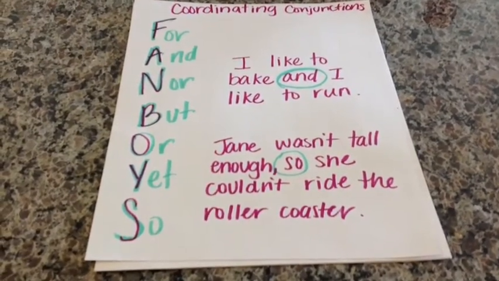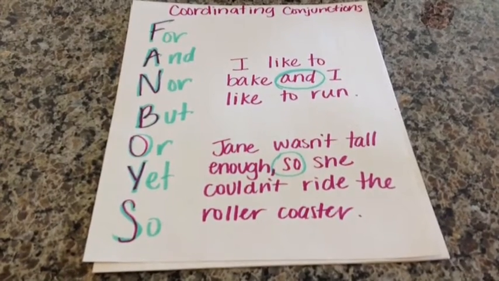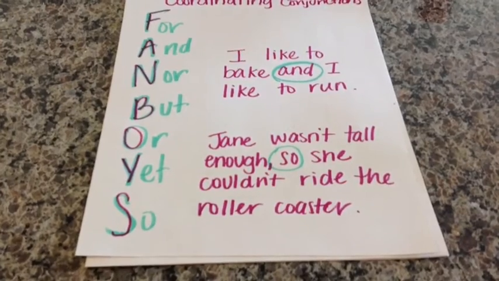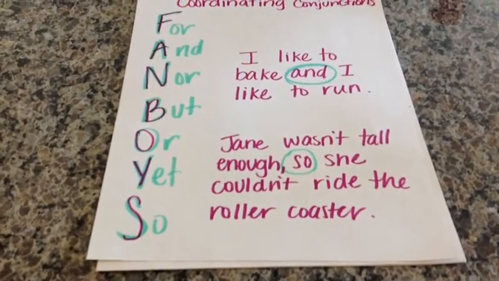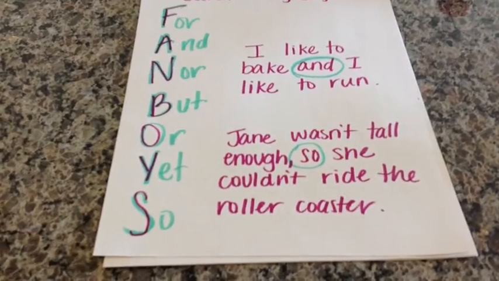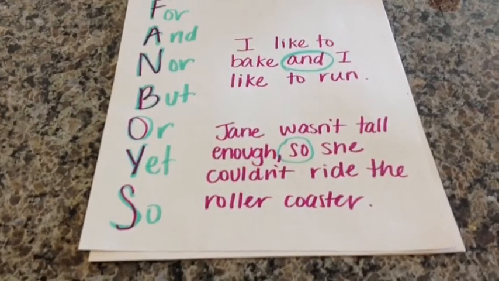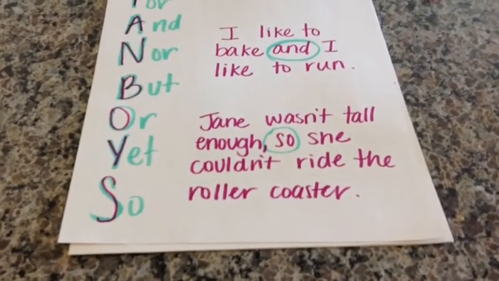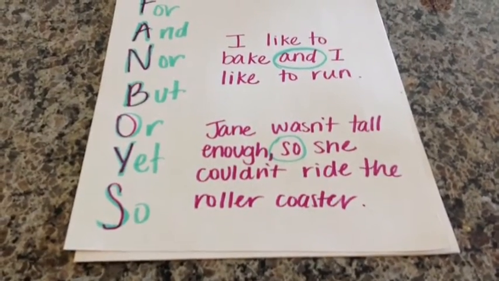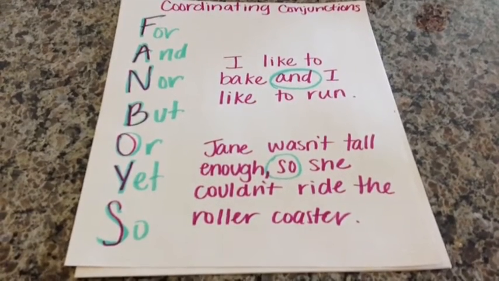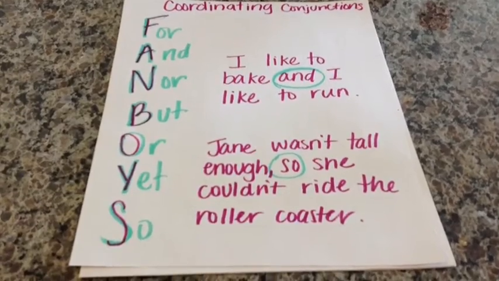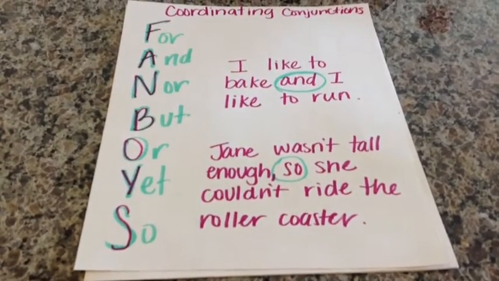Let's look at the first sentence. I like to bake and I like to run. The word and I circled for you because it shows that it's connecting I like to bake, I like to run. Alright, the next one. Jane wasn't tall enough, so she couldn't ride the roller coaster. So is your fanboy word. It's your coordinating conjunction, and it's going to connect she couldn't ride the roller coaster with Jane wasn't tall enough. So that's just a little review. Alright, let's get into the real stuff.